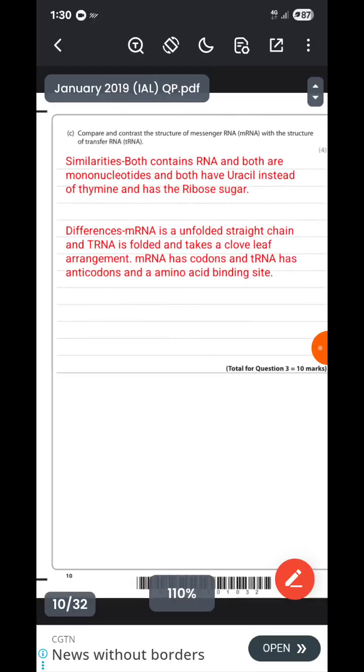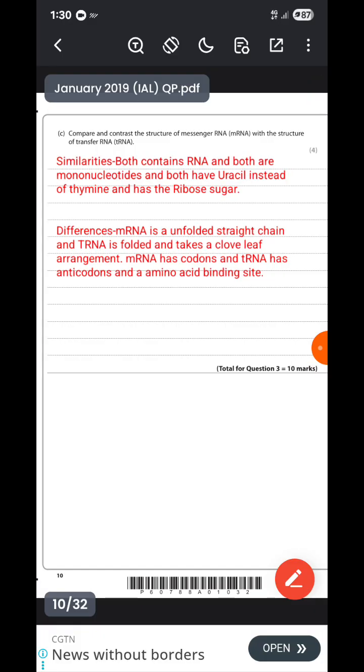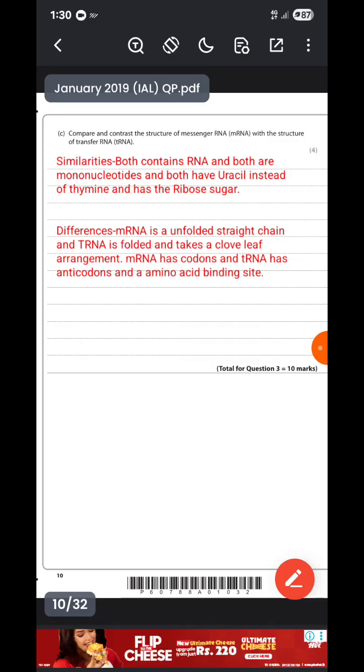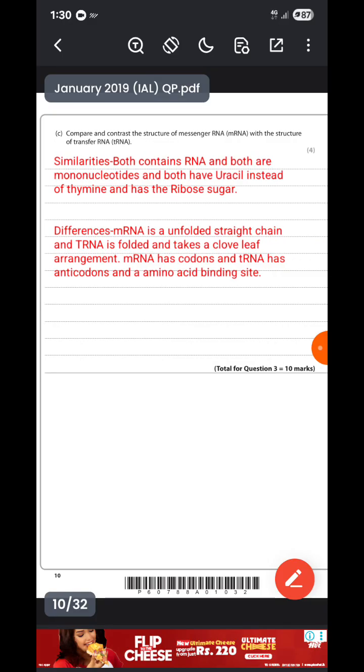Then C, compare and contrast the structure of messenger RNA with the structure of transfer RNA. So both are RNAs, so that's the thing we can write as a similarity at a glance. And compare and contrast means you must always write similarities and differences. Okay, so similarities, I have written both contain RNA and both are mononucleotides and both have uracil instead of thymine and have the ribose sugar.